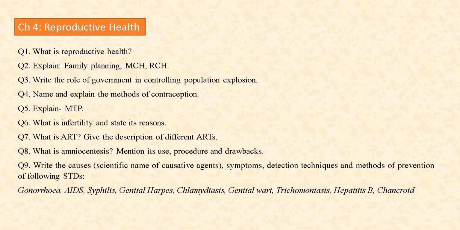Write the causes or the scientific name of the causative agents, symptoms, detection techniques, and methods of prevention of the following sexually transmitted diseases like gonorrhea, AIDS, syphilis, genital herpes, chlamydiasis, genital wart, trichomoniasis, hepatitis B, and chancroid. So these are the important topics.